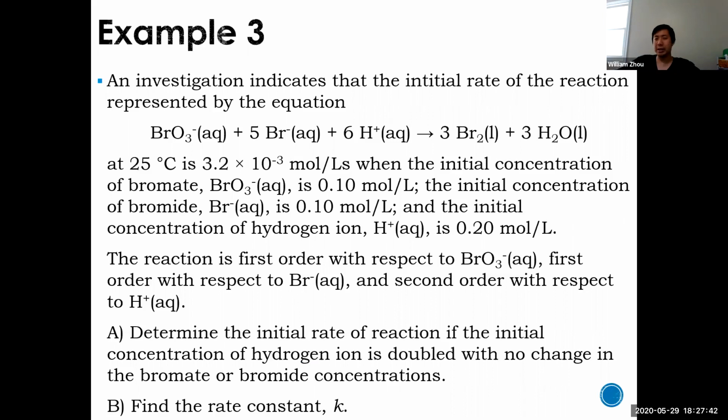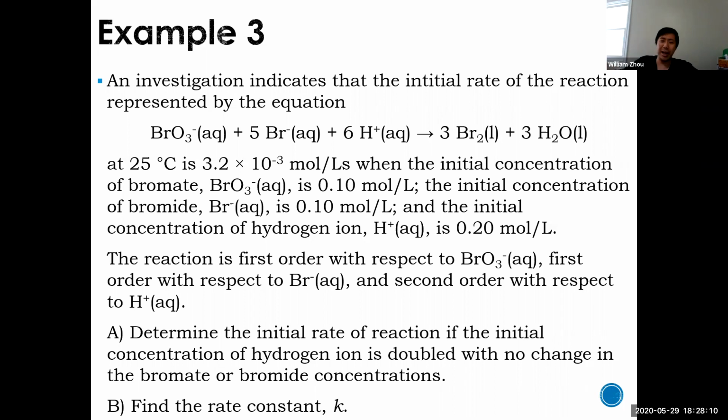An investigation indicates that the initial rate of the reaction represented by that beautiful equation right there at 25 degrees is 3.2 times 10 to the negative 3 moles per liter per second. When the initial concentration of bromate is 0.1, initial concentration of bromide is 0.1, and the initial concentration of hydrogen is 0.2. Okay, that's a long sentence. All right, let's break that down.